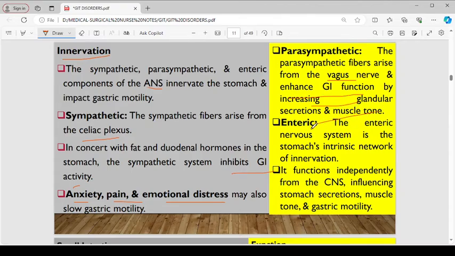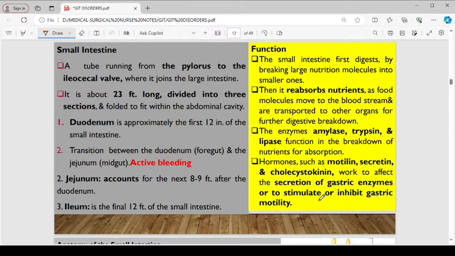So we have the enteric, which is the third one. Remember, we talked of the sympathetic, parasympathetic, and enteric components. The enteric nervous system is the stomach's intrinsic network of innervation. It functions independently from the CNS, unlike the other two. And this will influence stomach secretions, muscle tone, and gastric motility.